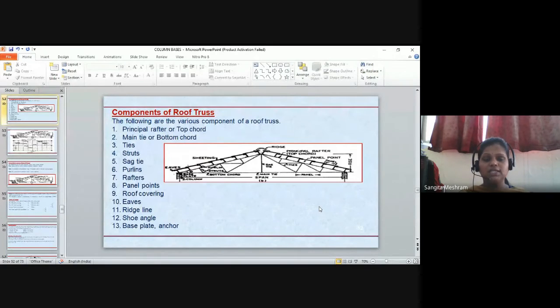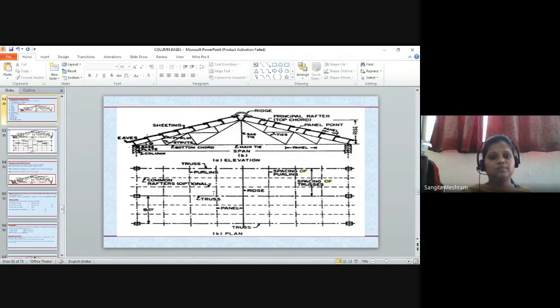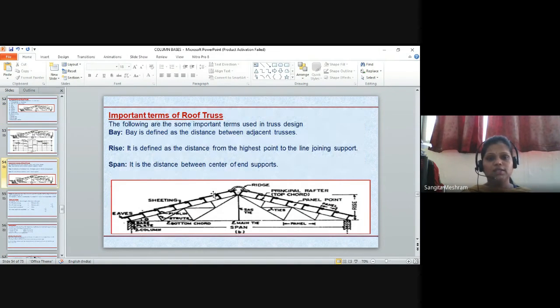So basically in industrial structures, this type of structure is used. This is nothing but truss structure. The important terms are given here.